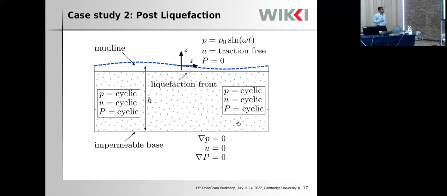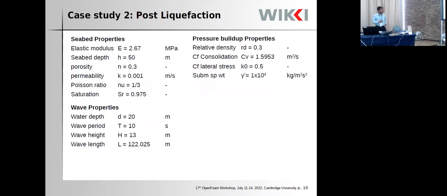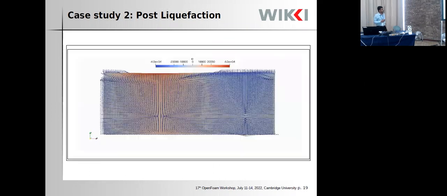So the boundary conditions I have here are nothing different from the earlier one, but I have a new liquefaction front, that is, the region between the liquefied and the non-liquefied region. And I simply apply a cyclic boundary condition between the solid for all the parameters. And again, I don't want to go much into detail on the parameters. And here I also have another video.